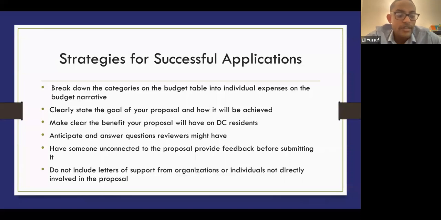Tied to that is having someone unconnected to the proposal provide feedback to you before submitting it. Have a third party evaluate it for clarity and thoroughness. And finally, do not include letters of support from organizations or individuals not directly involved in the proposal. We've had that happen in the past, just people submitting dozens of letters of support, but we just need who is tied to that project. We could appreciate information from them.